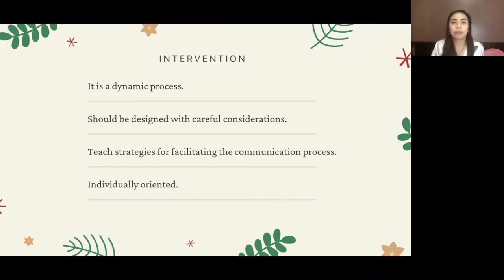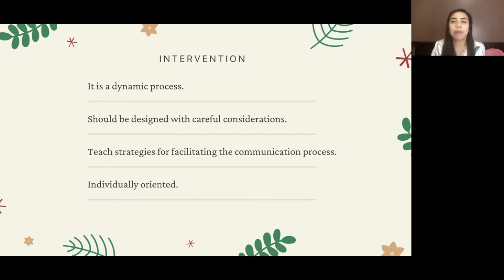Also, intervention programs should be designed with careful consideration of a client's verbal and nonverbal cognitive abilities. Knowledge of a client's level of cognitive functioning is critical to making decisions about eligibility for treatment and selecting appropriate therapy objectives.